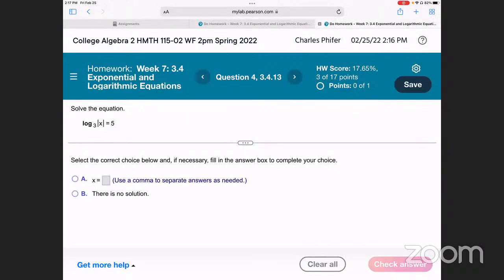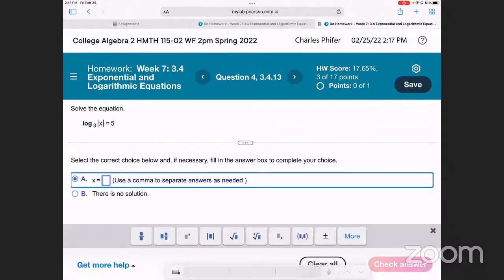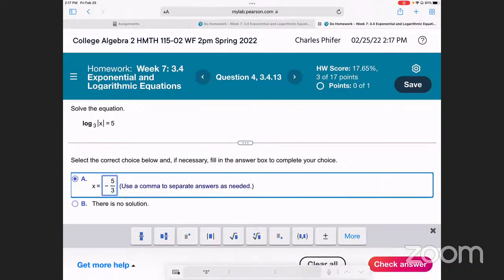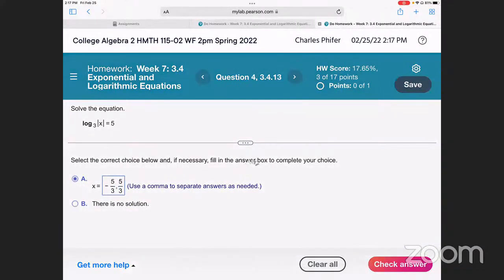So we rewrite the log as an exponential: the base 3 of the log swings to the right and becomes the base of the exponent. So we have the absolute value of x equals 5/3. And then from what we just saw, it should be -5/3, comma, +5/3. Again, in the interest of time, we should check it.